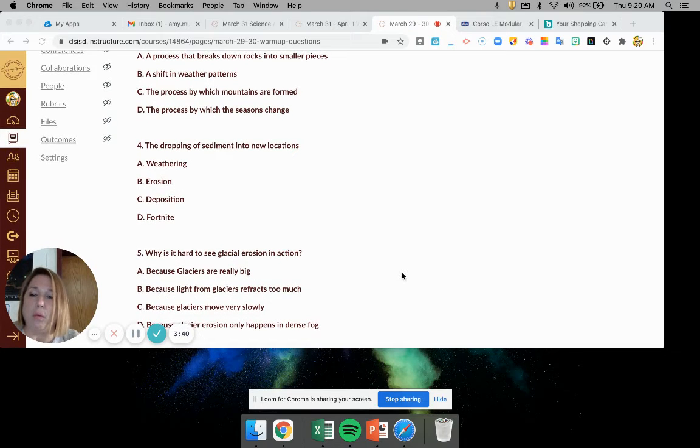Number 5, why is it hard to see glacial erosion in action? Well, it's hard to see glacial erosion happening in front of you because glaciers move very, very slowly. So a lot of times you need like a time-lapse camera. You need time-lapse photography to see glaciers move.